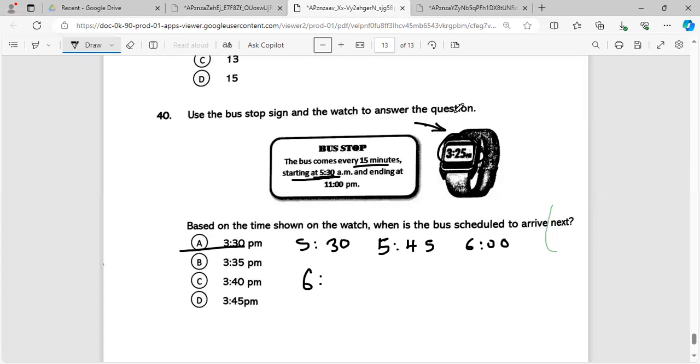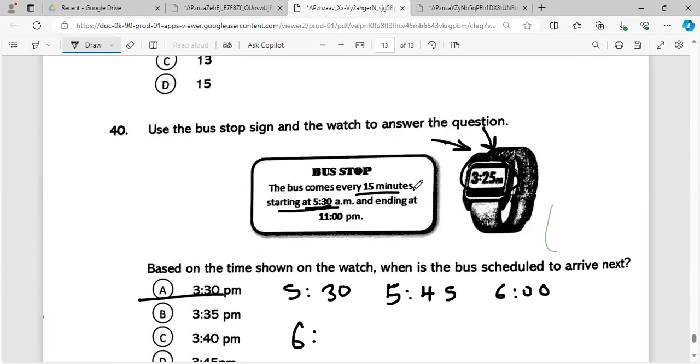They deliberately put this time to throw you off. So you add 50 minutes to this. But they gave you the information that you need. They said that the bus comes every 15 minutes, starting at 5:30 a.m. and ends at 11 p.m. But sir, the question says based on the time shown on the watch. When is the bus scheduled to arrive next? So, sir, you're going to add 15 minutes to the time on the watch. Yes, sir, because it said based on the time shown on the watch.